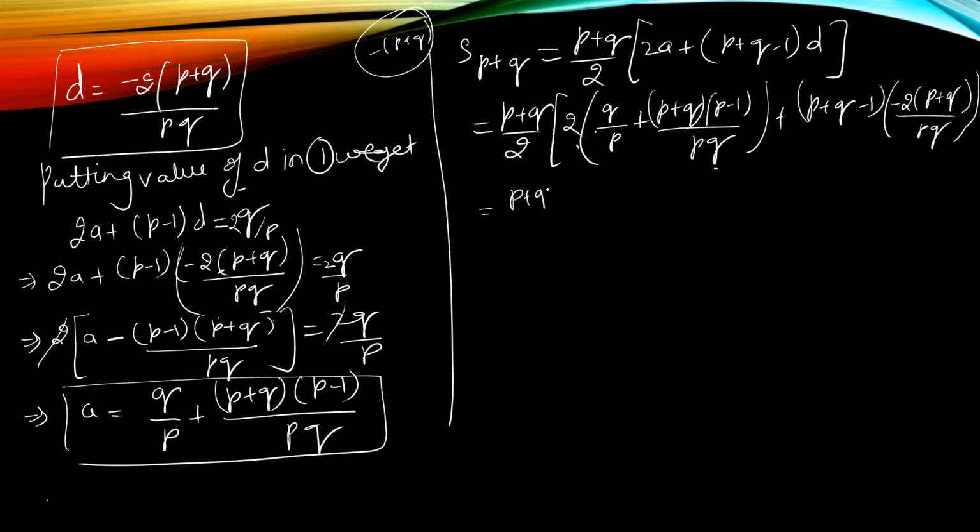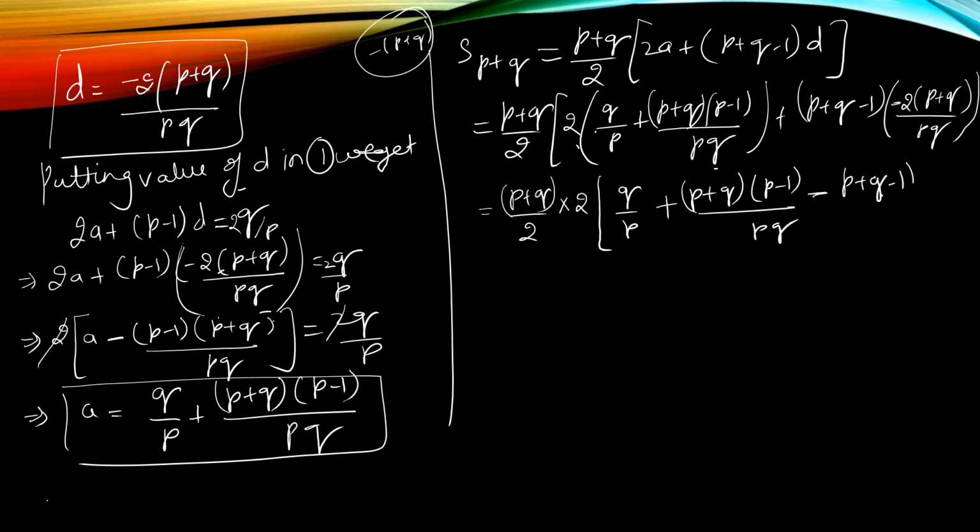Taking 2 common, we will get q by p plus q p minus 1 over pq minus, because of this minus, we are putting minus p plus q minus 1 p plus q over pq. 2 gets cancelled.